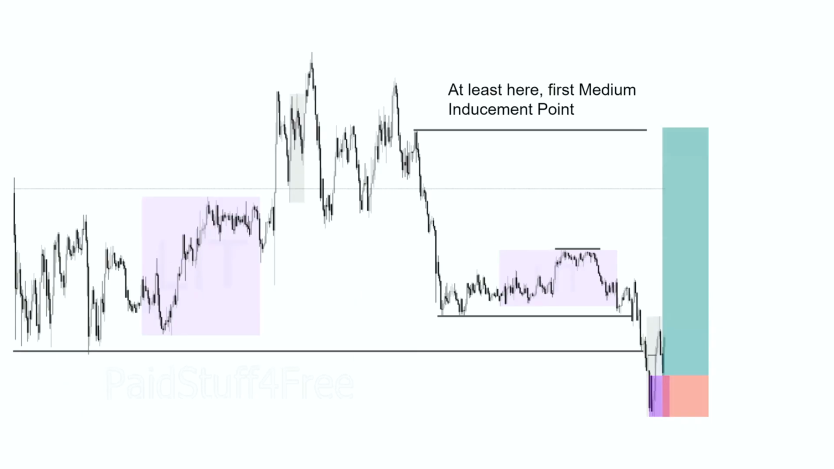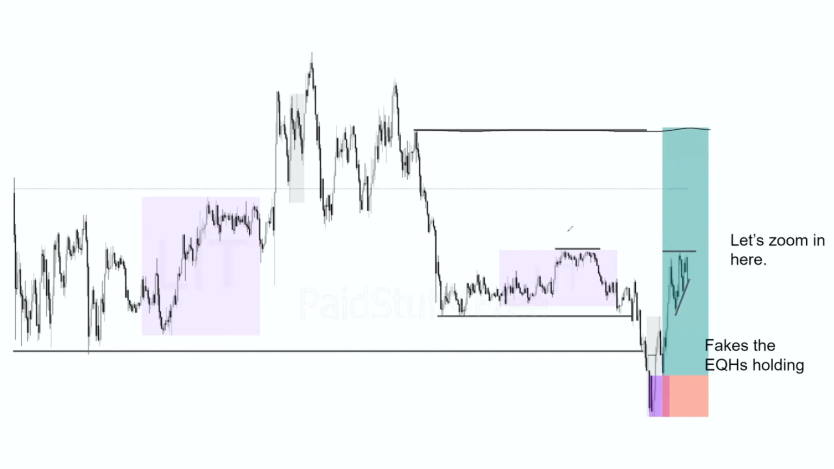So let's go back to that one. Okay, so that's our first one. At least here. That's what makes the most sense. Okay, now we've got our equal highs here. And look what we do. Again, come in, react away. Oh yeah, it's gonna hold.